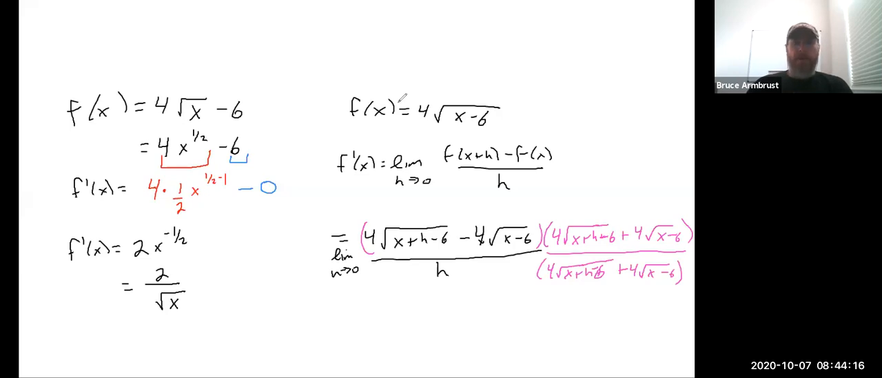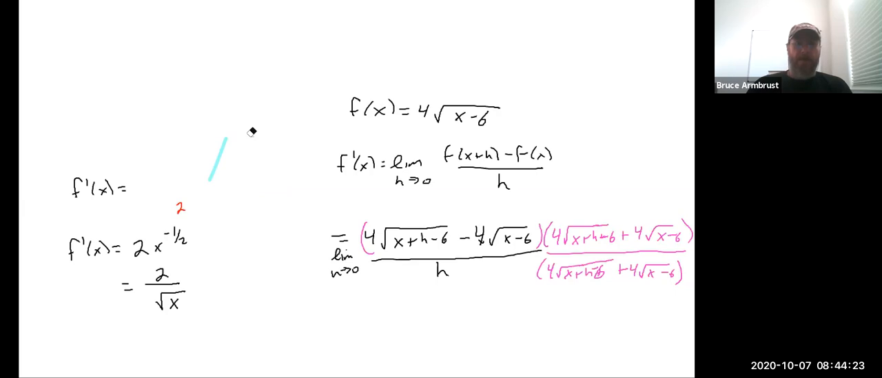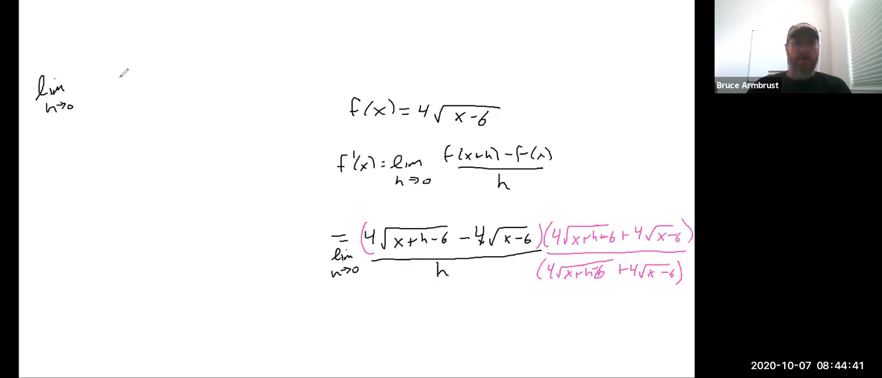Okay, so I'm going to erase this stuff over here so we've got some space to write. So now we get to do that multiplication. On top, it ends up being a difference of squares. So we're left with the limit as h goes to 0 of, we're going to get 16 times x plus h minus 6 minus 16 times x minus 6.